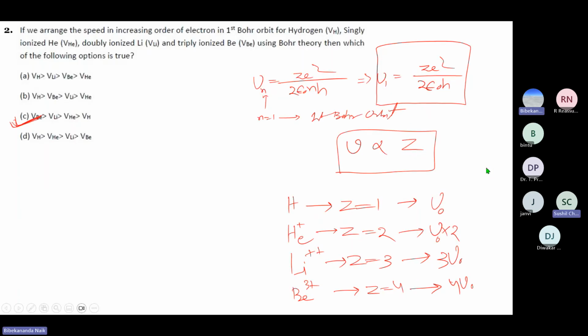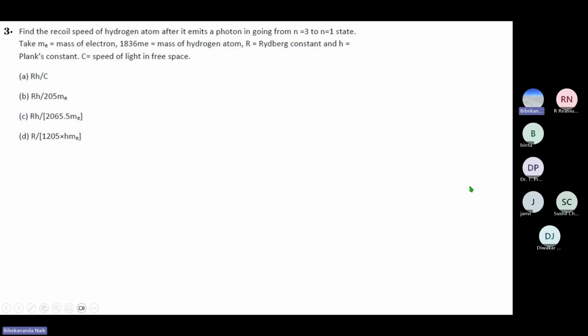Okay, so let's go to the next question. Now the question says, find the recoil speed of hydrogen atom after it emits a photon in going from n equal to 3 to n equal to 1 state. Take Me as the mass of electron, 1836 times Me as the mass of hydrogen atom, R is Rydberg's constant and h is Planck's constant, and c is the speed of light in free space.